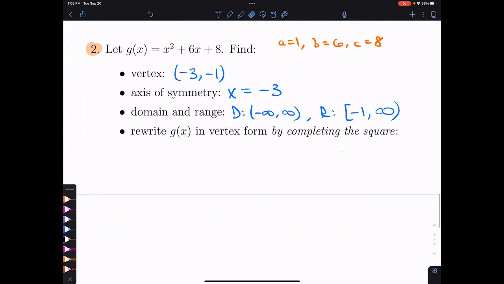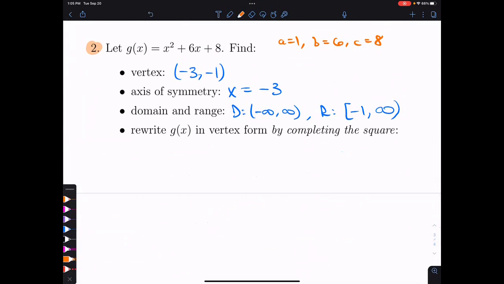There we go. That we call completing the square. Notice I italicized that whole thing. It's like all one phrase. That's what the method's called, completing the square.